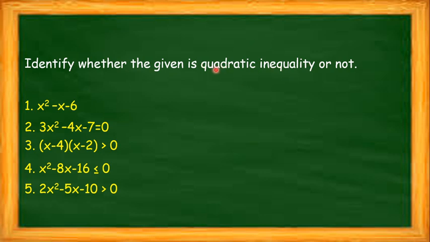Now, we're looking for quadratic inequality. If this is not an example of quadratic inequality, then write not. Okay, number 1, x squared minus x minus 6. There is no equality sign nor inequality sign, but there is a degree of 2. Therefore, that is just quadratic, but not quadratic inequality.